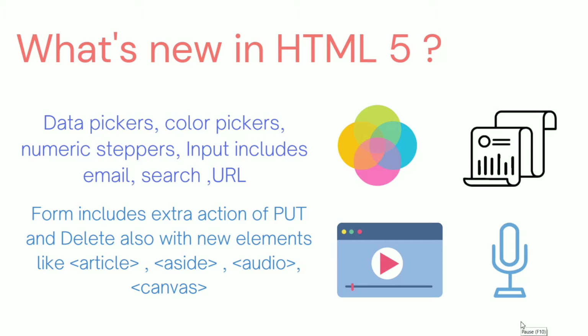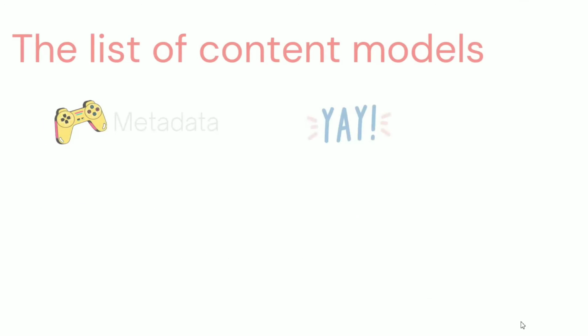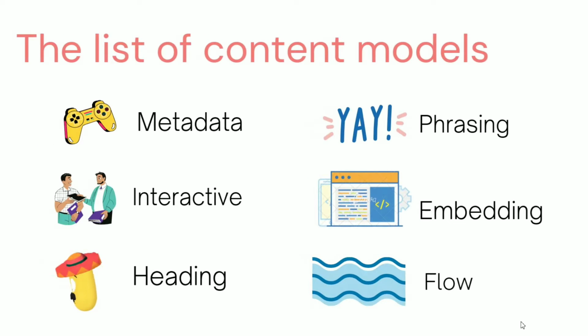Well, in HTML5, a lot of content is added, which is present in the format of content models. There is a list of content models which we are discussing now. The first one is metadata, second is interactive, third is phrasing, fourth is embedded, fifth is heading, and sixth is flow.